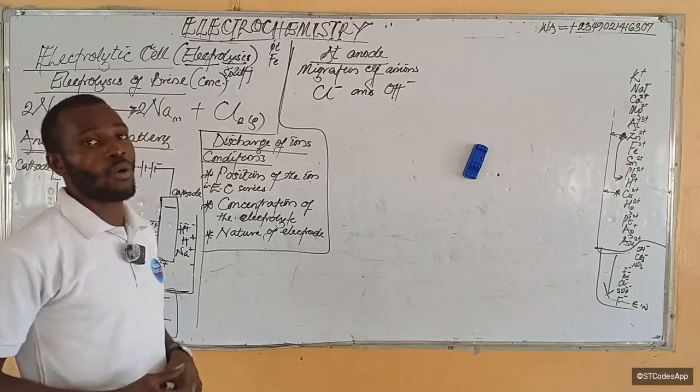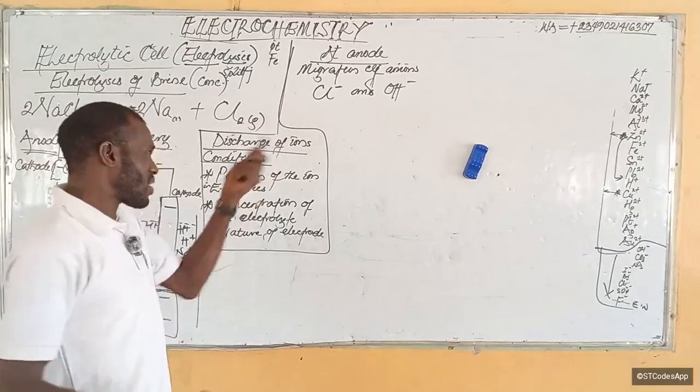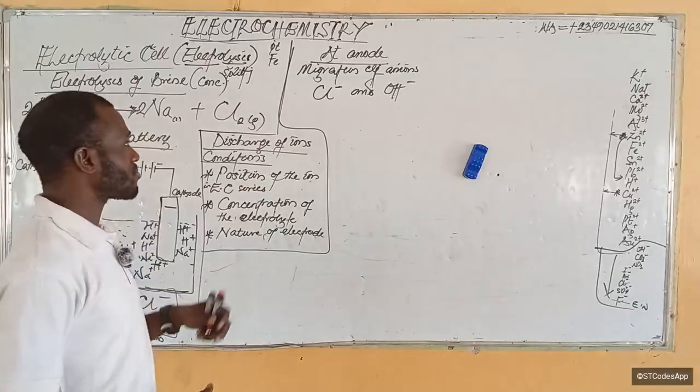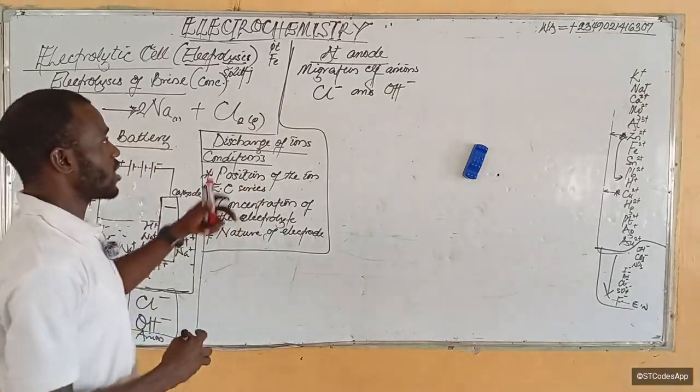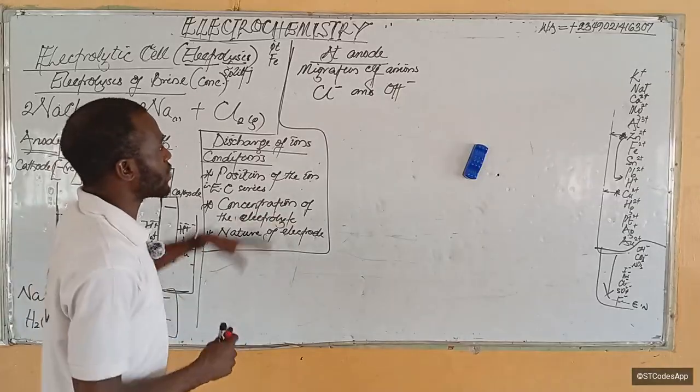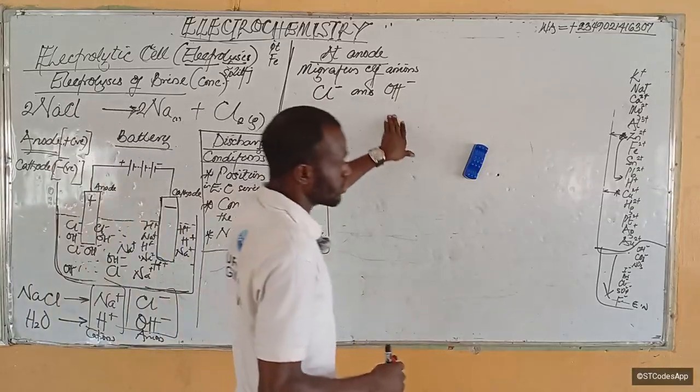So now something will happen. One has to leave. Two of them cannot stay. Two chiefs cannot stay in the town, or two kings cannot really stay. So one has to leave. We are now to determine whether it is Cl minus or OH minus that should be released.